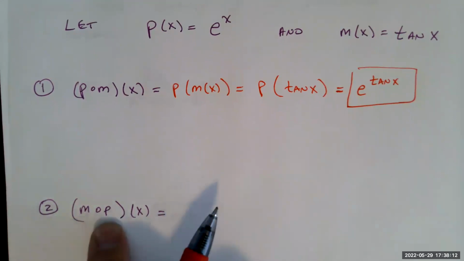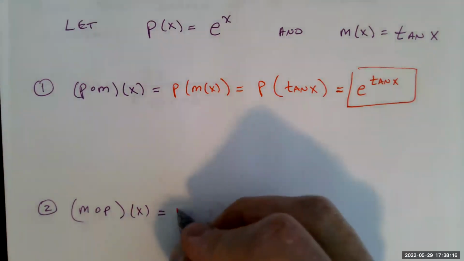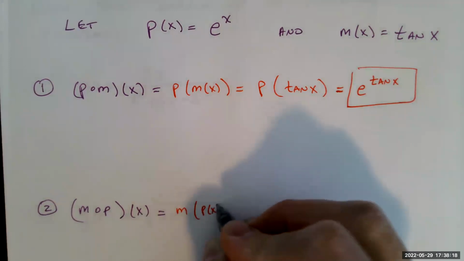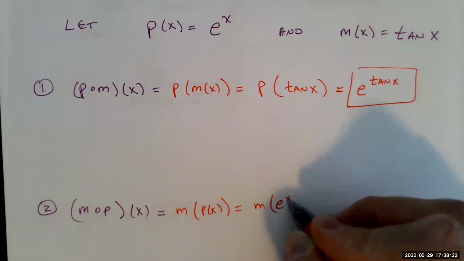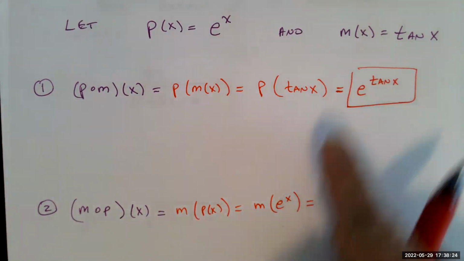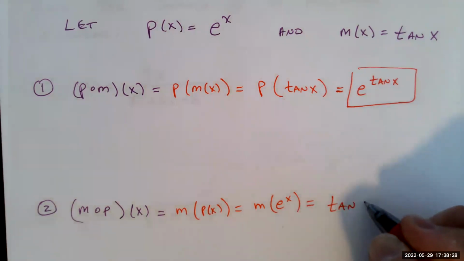This is not m of p. It looks like it's M circle P, but it's M of P of x. And here P of x is, in this case, e to the x. And so I take e to the x, plug it in here, and I get tangent of e to the x.